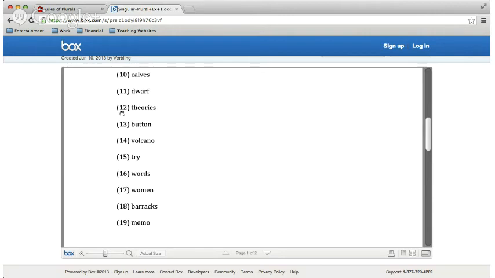12 is for Alexei. Theories. Okay, so theory and theories. You don't pronounce the O, yes? You just pronounce the T. Theories, and theory. Okay? Theories, theory. Number 13. Let's see, button. This is for Amparo. Buttons. Okay, buttons. All right, very good. Edwin, number 14, please. Volcanoes. Okay, yeah, that would be volcano.